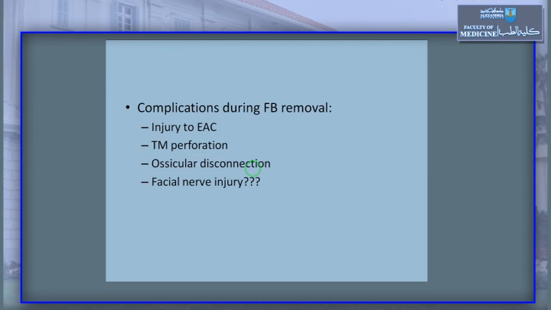Of course, if you continue further to take the foreign body out when the tympanic membrane is perforated, you can cause disconnection of the ossicles. This is a less common complication, however, it's more serious.